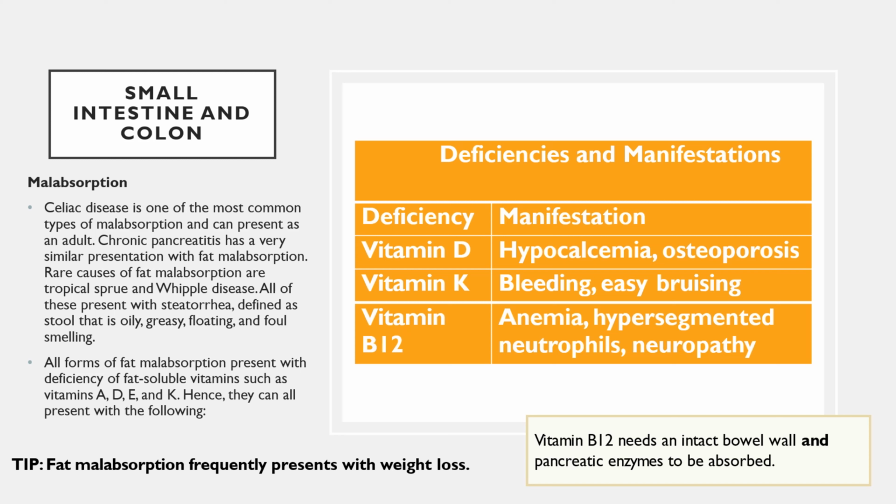On this slide, celiac disease is the most frequent cause of malabsorption. It can be presented in adults. Chronic pancreatitis has a very similar presentation and presents with fat malabsorption. Rare causes are tropical sprue and Whipple disease. All four of them present with steatorrhea. The stool is defined as oily, greasy, floating, and foul-smelling.